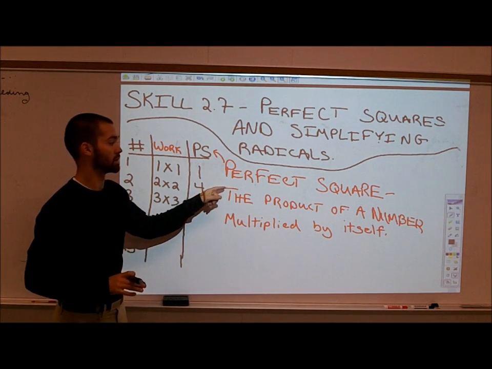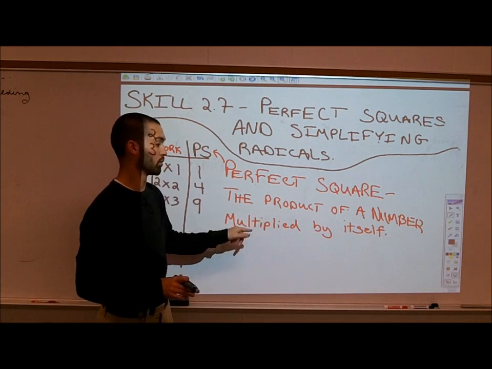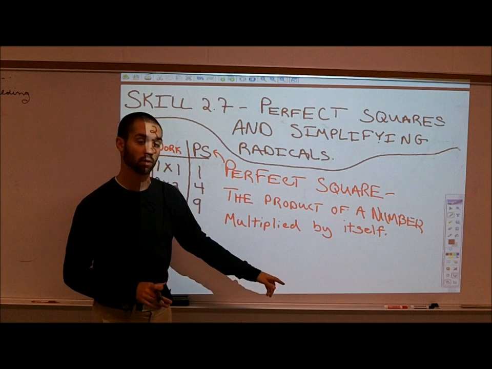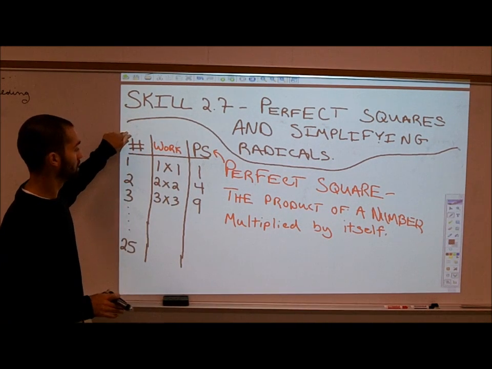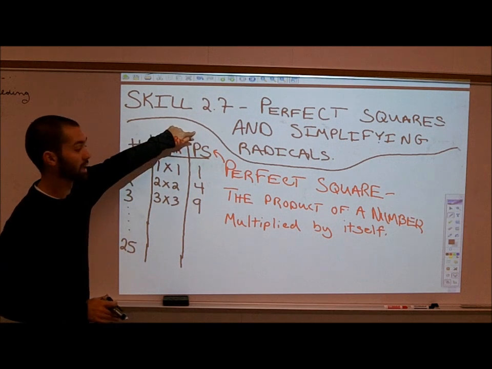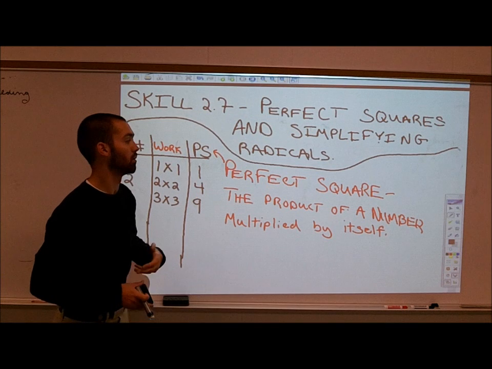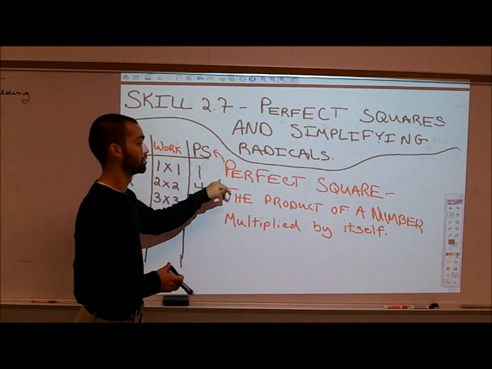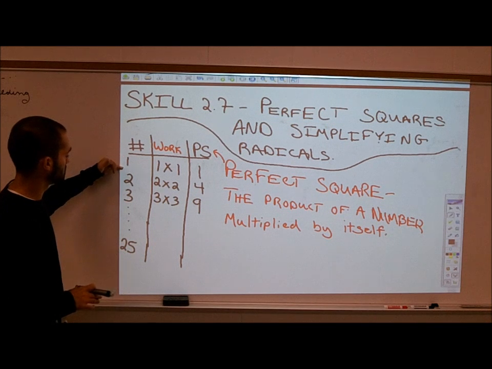The first thing we're going to talk about is called perfect square. And a perfect square is the product of a number multiplied by itself. So go ahead and make this 3-column chart with your number, the work, and PS, which stands for perfect square. There'll be a lot of times I say PS throughout this video, and when I say PS, it references perfect square. Okay? So what I've done is I've done the numbers 1, 2, and 3.